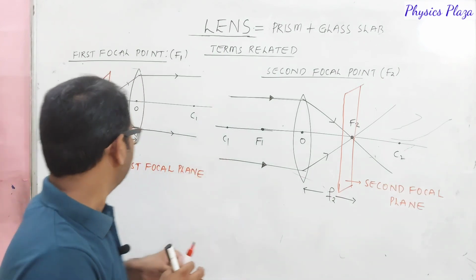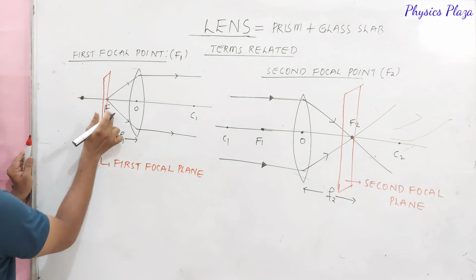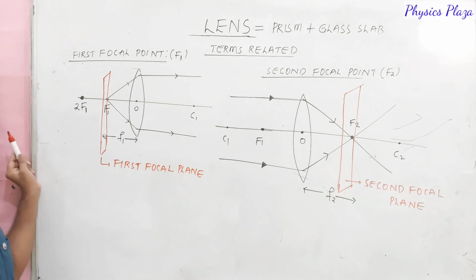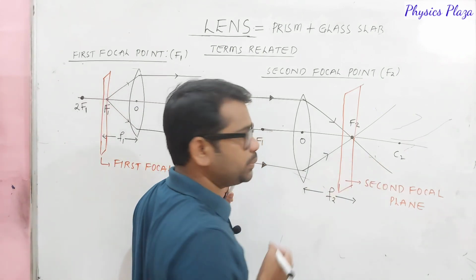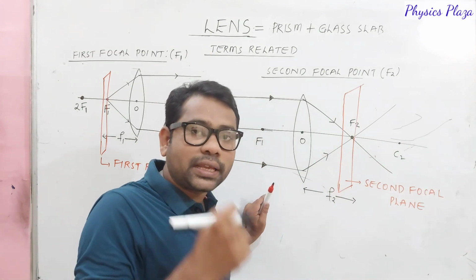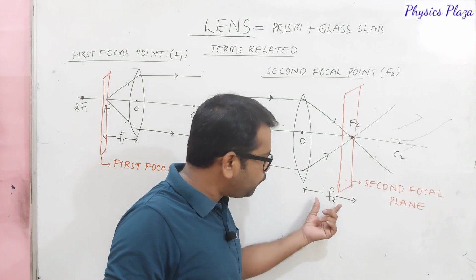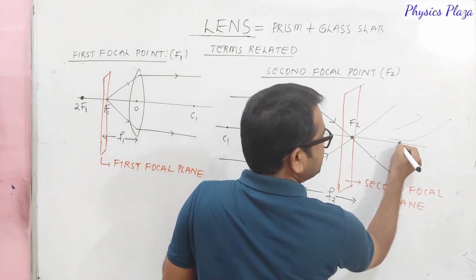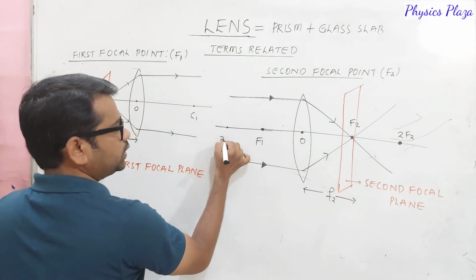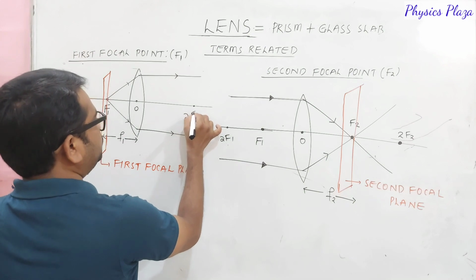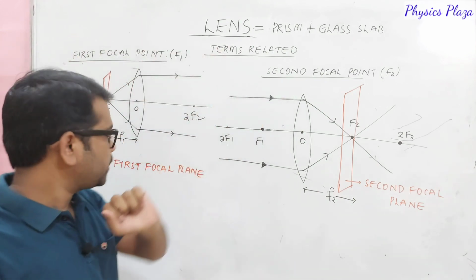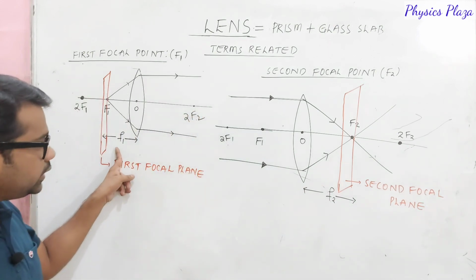Now onwards we are not going to use C; as it is double F, directly we will write 2F1 only. It is very important. Similarly here, the distance between O and F2 is equal to the distance between F2 and C2. That is, the second radius of curvature is double the second focal length. We will read this as 2F2 from now onwards. So this is not C1, it is 2F1, and it's not C2, it is 2F2. That's it. So this is how we define the first focal point and the second focal point, the first focal plane, second focal plane, first focal length and the second focal length.